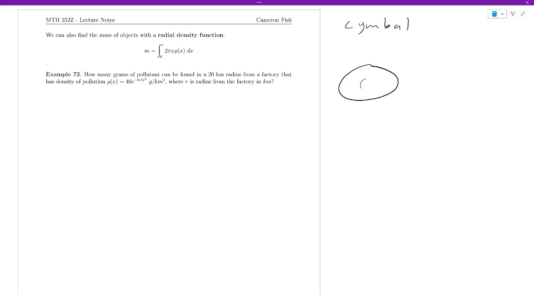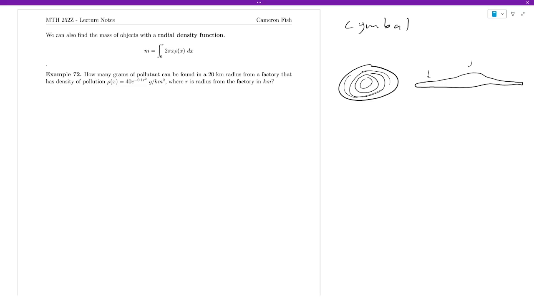But it has this radial symmetry, and maybe it's thinner on some parts of the disc and thicker on some other parts of the disc, right? Like maybe from the side, I don't really know what a cymbal looks like, but maybe it looks like something like this or whatever, right? It's thinner on some parts and thicker on other parts. So we can think of that as having a density that varies.